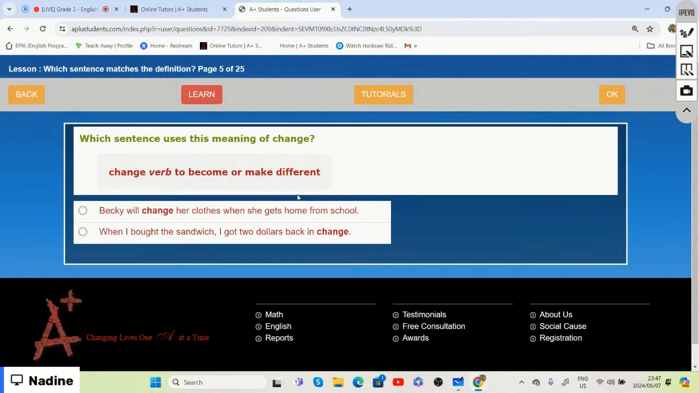All right. So we said that we have change. Change is a verb, to become or make different. And it says Becky will change her clothes when she gets home from school, or when I bought the sandwich, I got $2 back in change. So change is to become or make different.